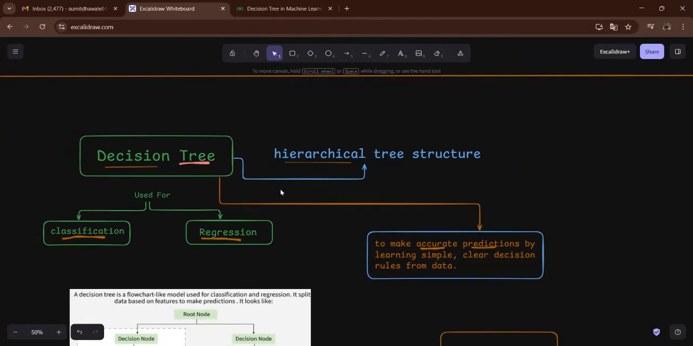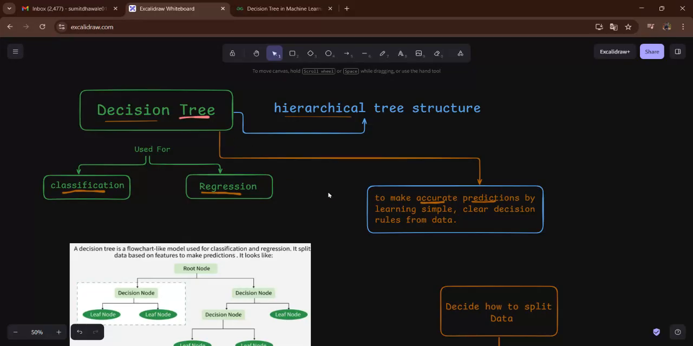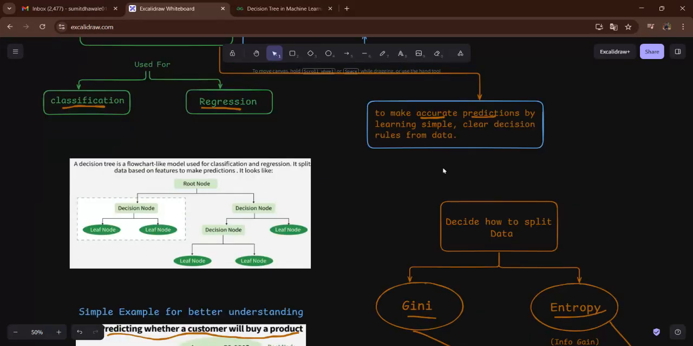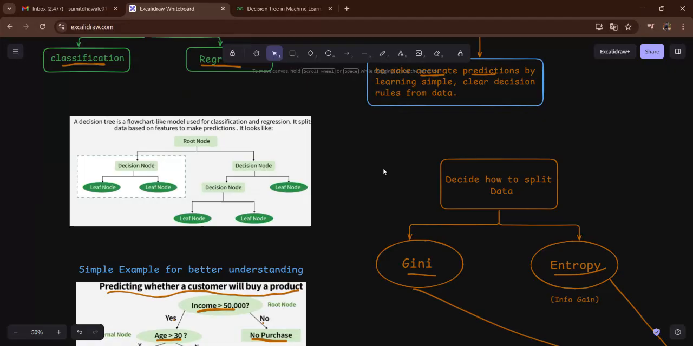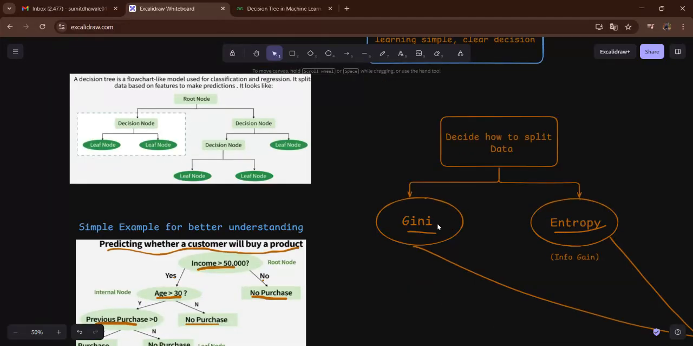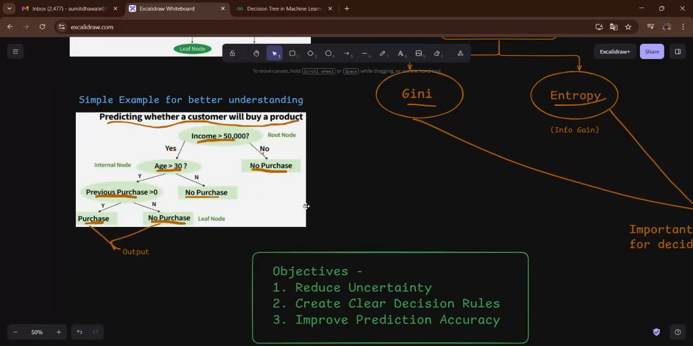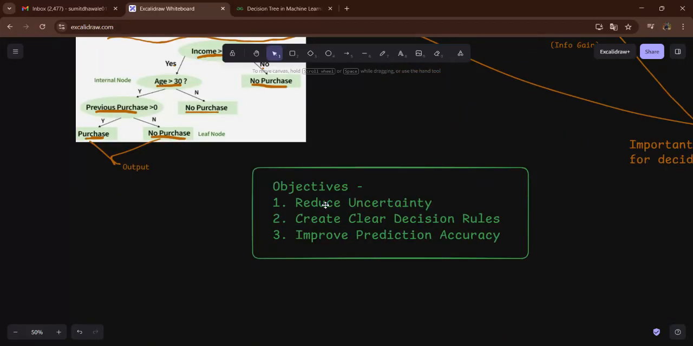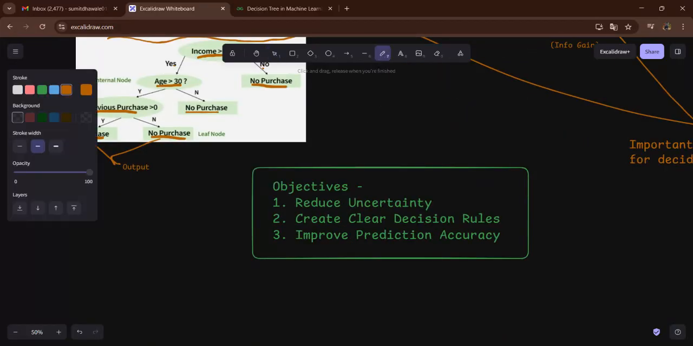I think you might have got a better idea of how decision trees work at the back end. This is the simplest example we have seen. So what is the main objective? The main objective is to reduce the uncertainty and create clear decision rules, so that we can get better accuracy and take the best decision from the set of decisions.